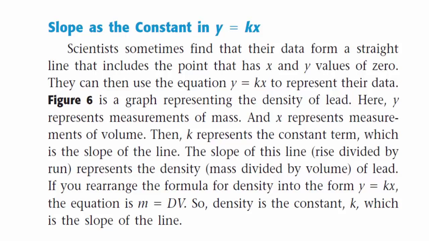Slope as the constant in y equals kx. Scientists sometimes find that their data form a straight line that includes the point that has x and y values of 0. They can then use the equation y = kx to represent their data. Figure 6 is a graph representing the density of lead. Here, y represents measurements of mass, and x represents measurements of volume. Then, k represents the constant term, which is the slope of the line. The slope of this line, rise divided by run, represents the density, mass divided by volume, of lead. If you rearrange the formula for density into the form y = kx, the equation is m = dv. So, density is the constant k, which is the slope of the line.